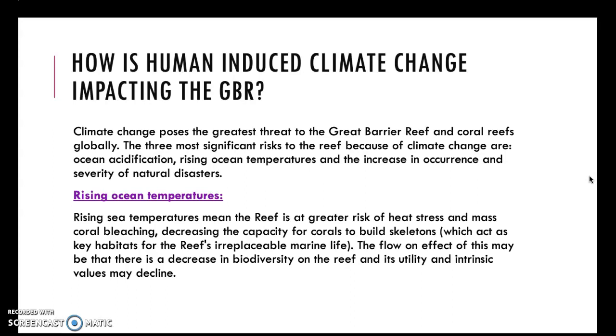If that coral is to die, it has a flow-on effect to the biodiversity because there's no habitat for marine life to hide in, there's no food source for smaller marine creatures, and this then has an impact on its utility and intrinsic values. So we can see how all those concepts we've looked at today tie together in this topic. So as climate change continues, ocean temperatures will continue to rise and put the reef at risk.